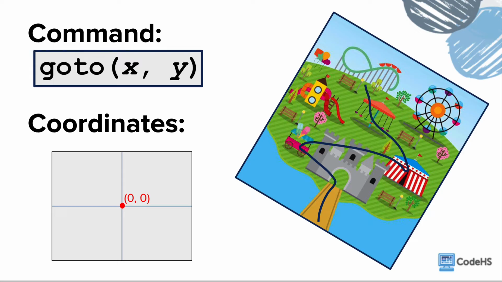The center of Tracy's world is at coordinate 0, 0. The top right corner of her world is at X coordinate 200 and Y coordinate 200. If we move all the way down to the bottom right corner of her world, we'll be at position 200 in the X direction and negative 200 in the Y direction. Similarly, the bottom left corner of her world is at negative 200, negative 200, and the top left corner of her world is at negative 200, 200. Let's use this information to help Tracy plan out her day at the carnival.